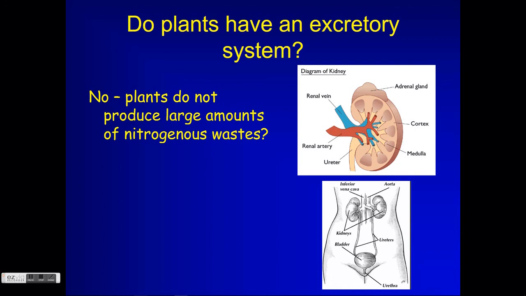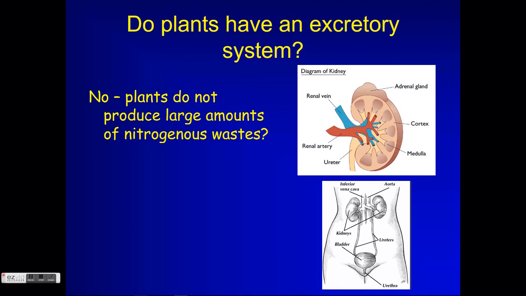I know there are some exceptions with Venus flytraps and those sorts of plants, but even they don't consume a large amount of protein. They're just capable of doing that. They still do a lot of photosynthesis, production of sugar, and so forth. As a result, not producing a large amount of nitrogenous waste means that they don't have an excretory system. They don't have a way of dealing with it. It's just not going to be a problem for them.